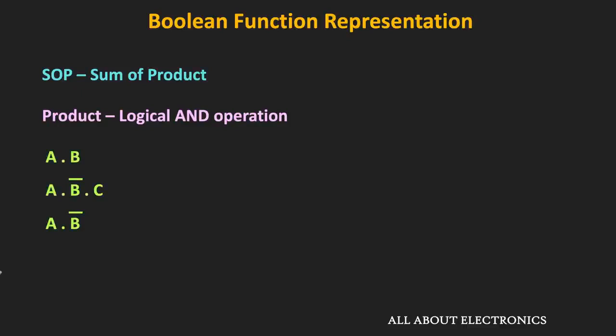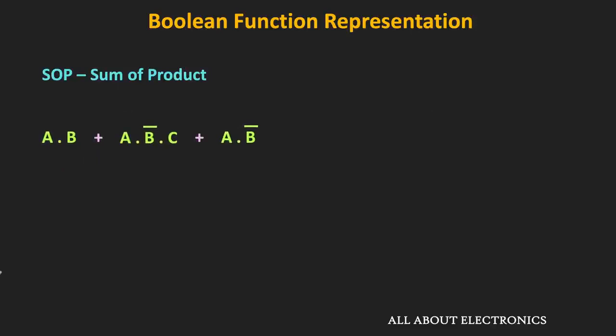In this A dot B, both the variables are in the true form, while in the second case, A and C are in the true form, while B is in the complemented form. Similarly, in the third case, A is in the true form, while B is in the complemented form. Now in this SOP, the sum refers to the logical OR operation. So in this sum of product form of expression, different product terms are logically ORed. And this logical OR operation is represented using this plus sign, while these terms are the product terms.